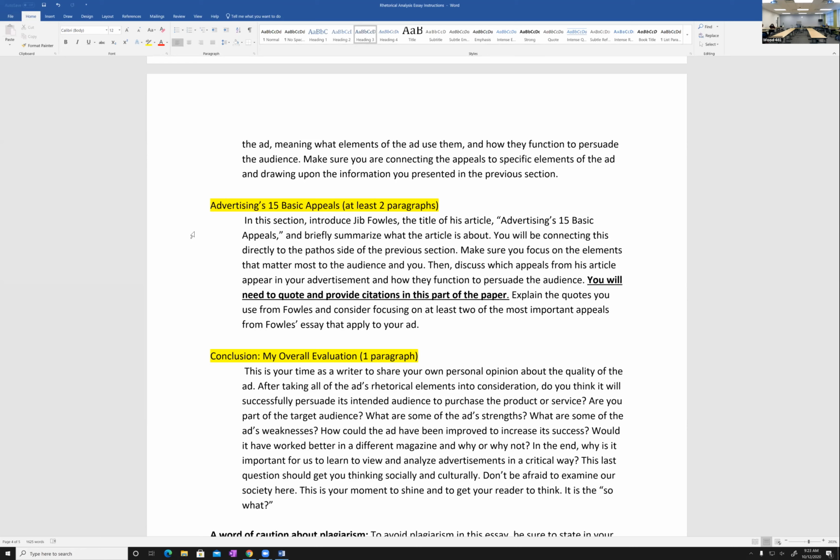Essentially, you're going to identify which appeals you see in your audience, in your advertisement, and then quote from his essay, because of course he names them. And so when you're using the name, you are taking that from Jib Fowles. You have to identify at least 2. There may be more, but I limit you to the 2 most important.